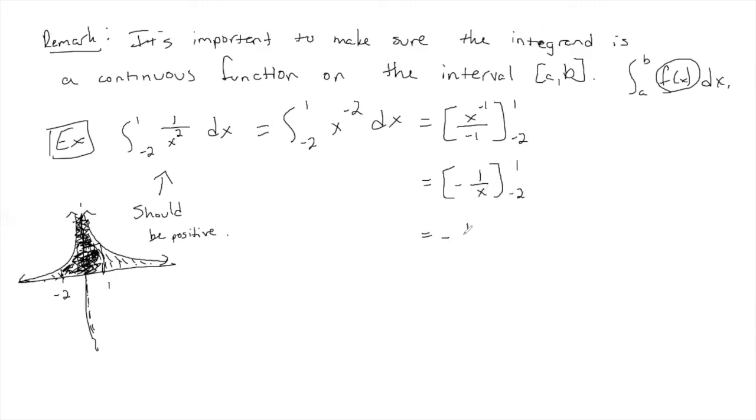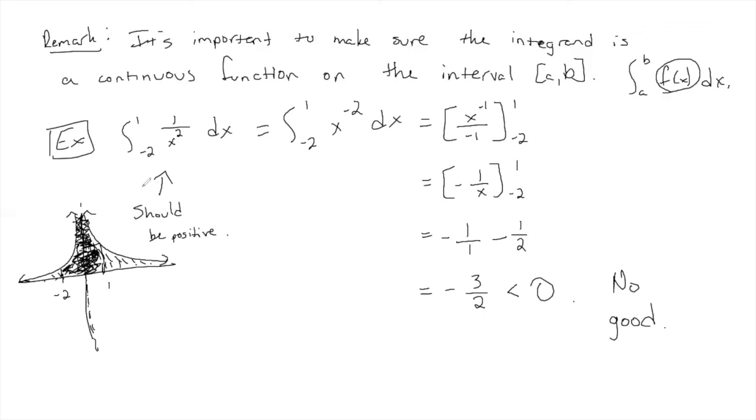And I get -1 over 1 minus, and then I plug in a -2 to this. So I get a 1/2, and the negative here from the -2 and the negative that came along with the antiderivative are going to cancel. So I get a -1/2. That gives -3/2 here, which is less than 0. And that's no good, right? And it was because I have this asymptote going right through the middle of my interval.